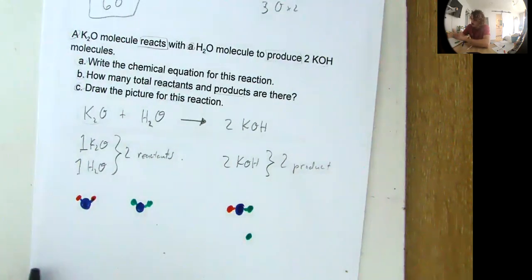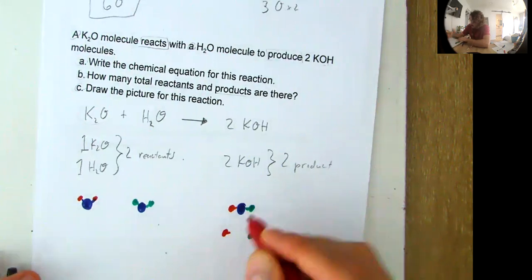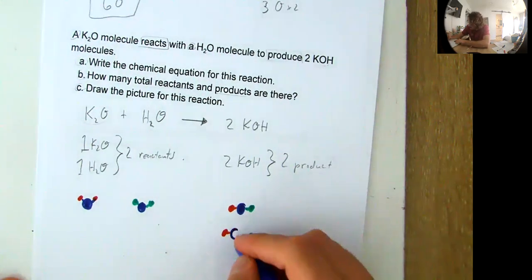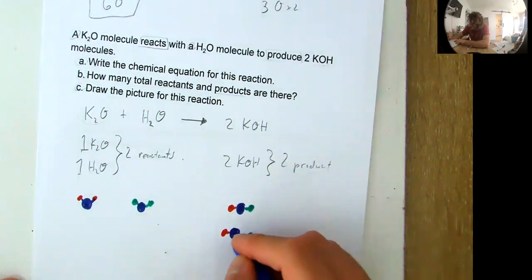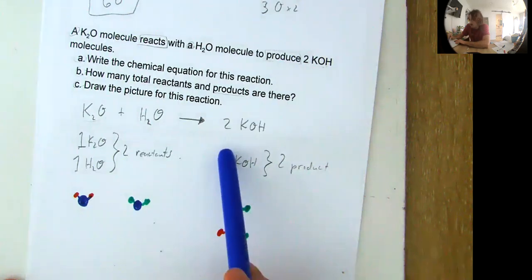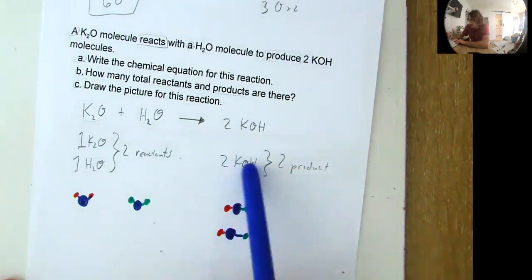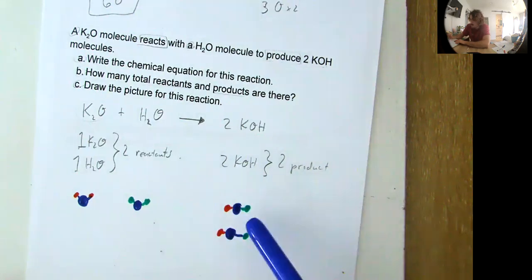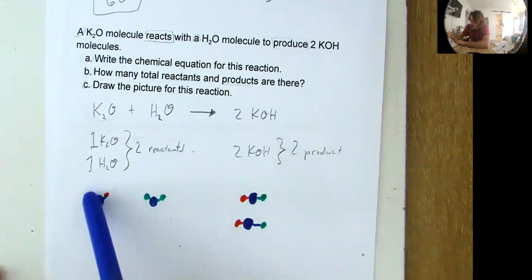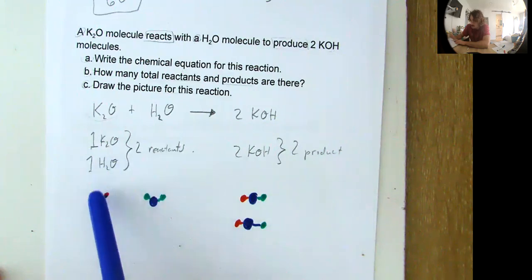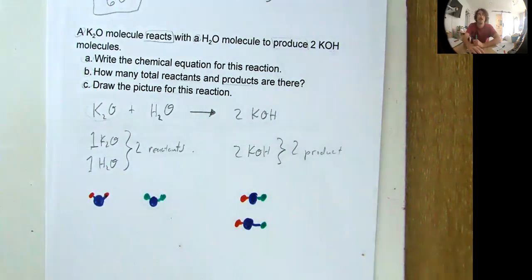And we need to know that these are not separated. Or excuse me, they are separated. So the big number 2 in front of the KOH, the coefficient number 2, tells us that there's two separate molecules of KOH. That's why these two are not connected with a line. And over here, they're connected with a line because the little subscript number tells us that those atoms are connected within one molecule. So it's important that you draw it like that.